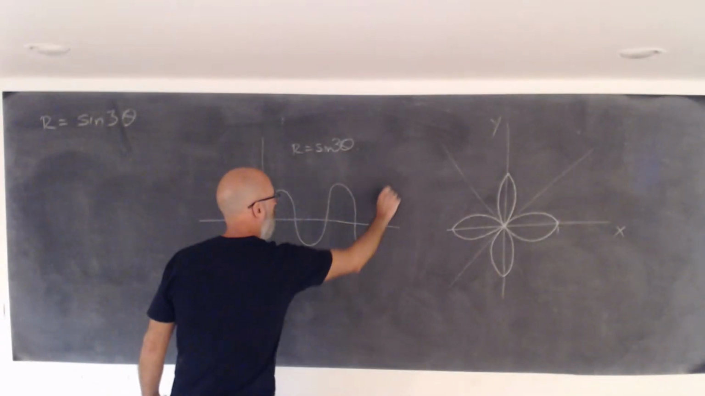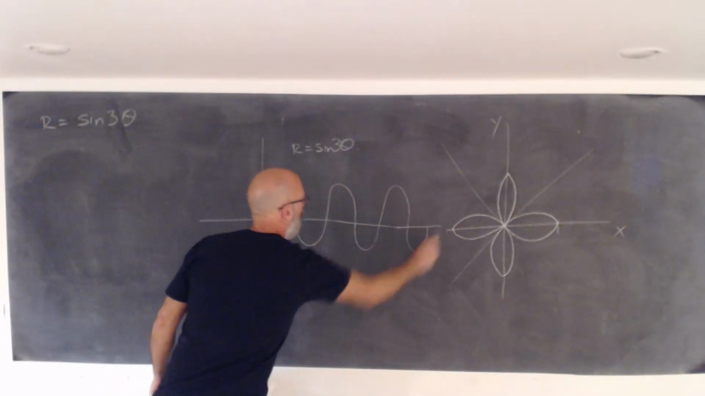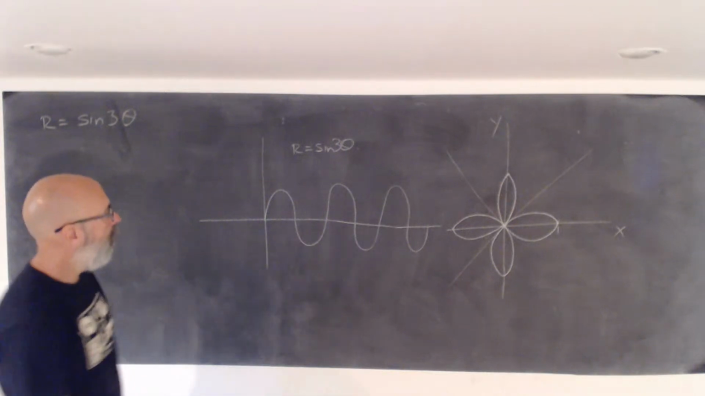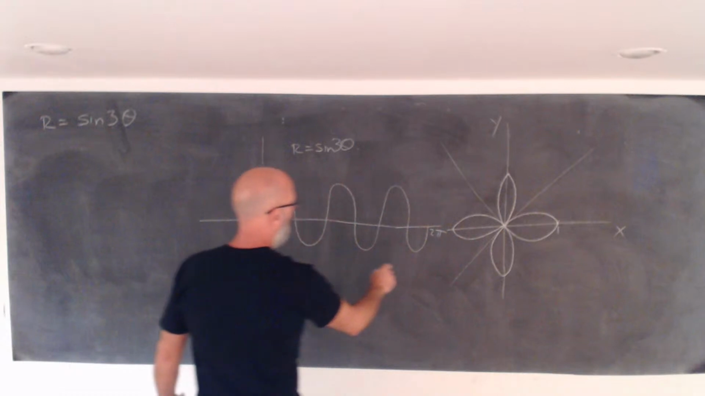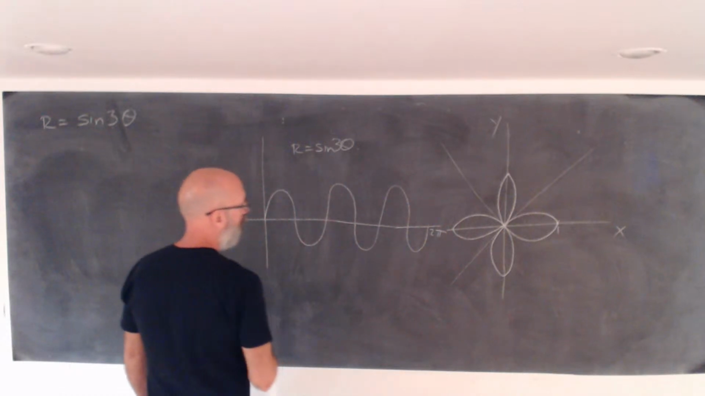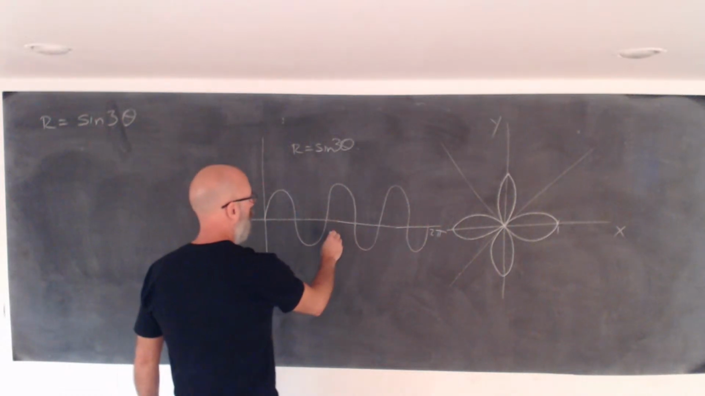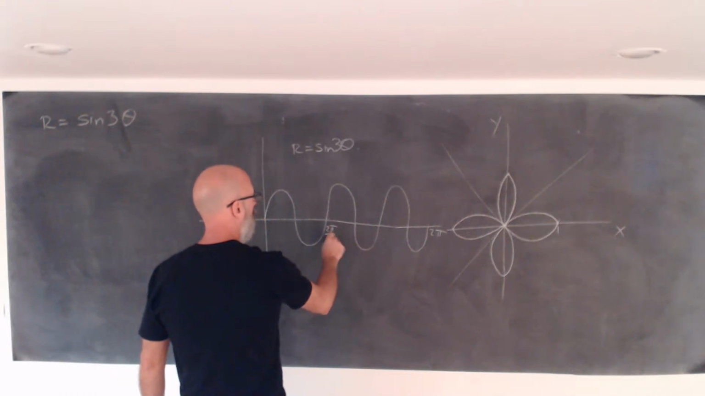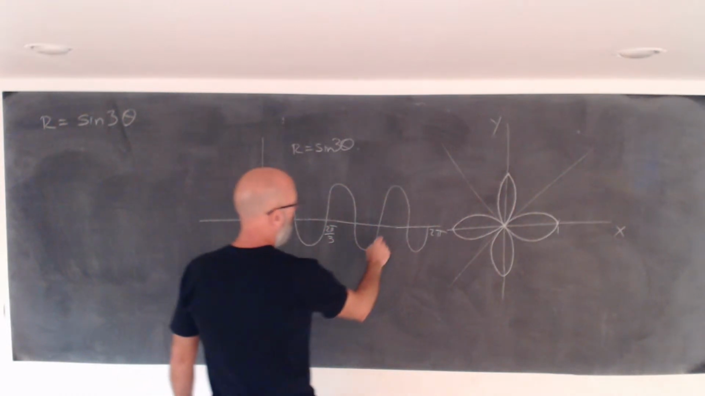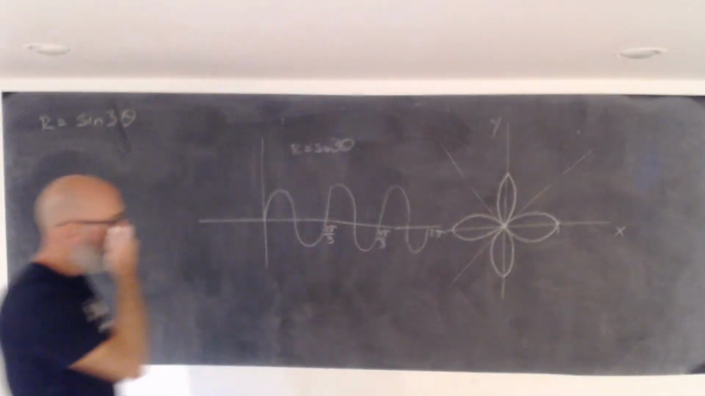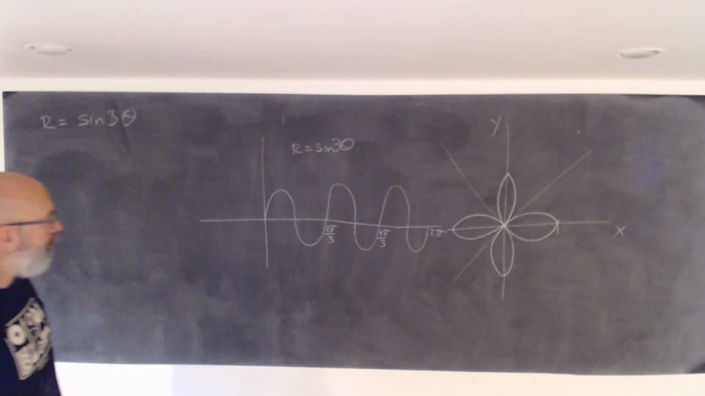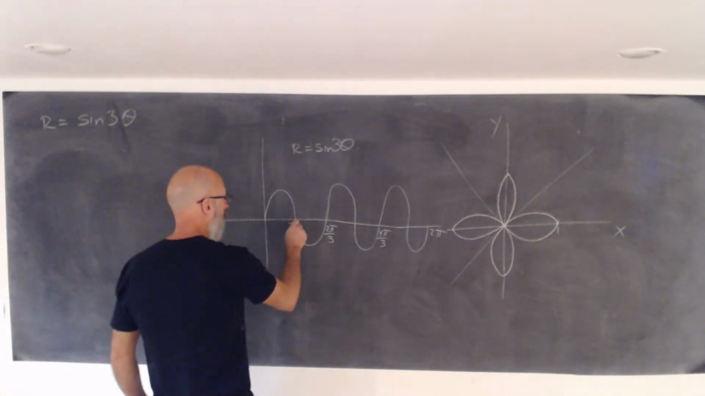1, 2, 3. Good enough, right? This is 2 pi. So 2 pi over 3, 4 pi over 3, 6 pi over 3. And this is pi over 3.